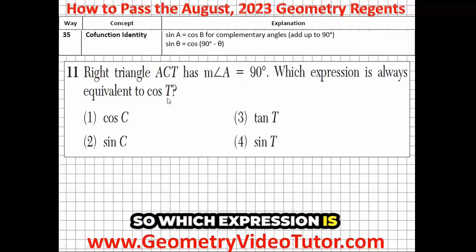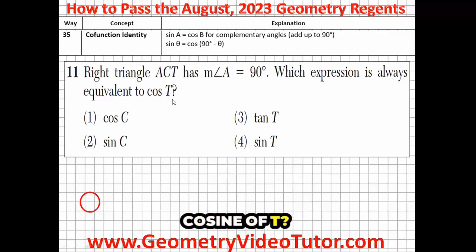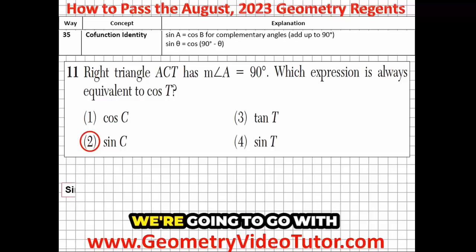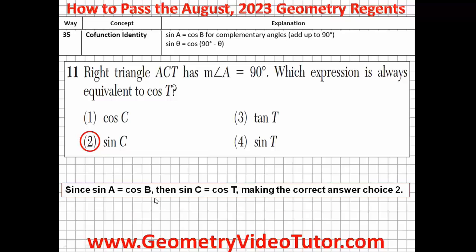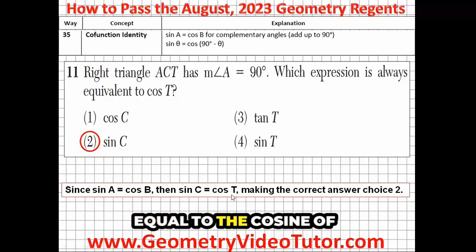So which expression is always equivalent to cosine of T? Well, we're going to go with choice 2, since the sine of A is equal to the cosine of B, then the sine of C is equal to the cosine of T. And that's why choice 2 is correct.